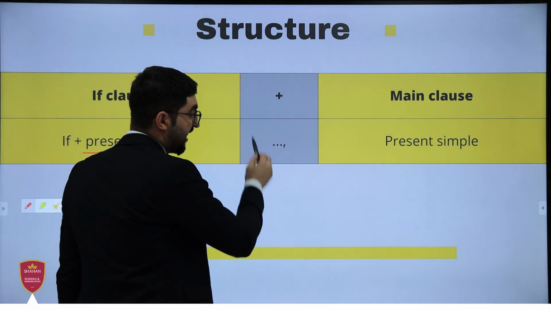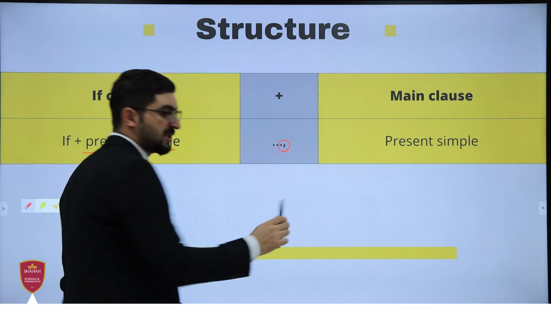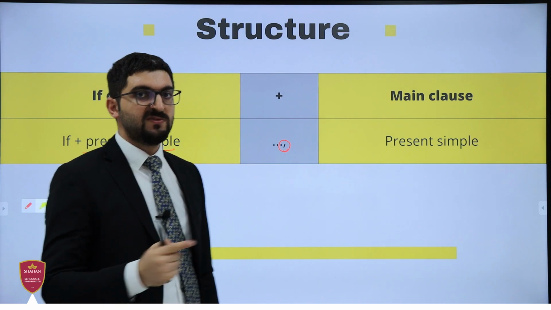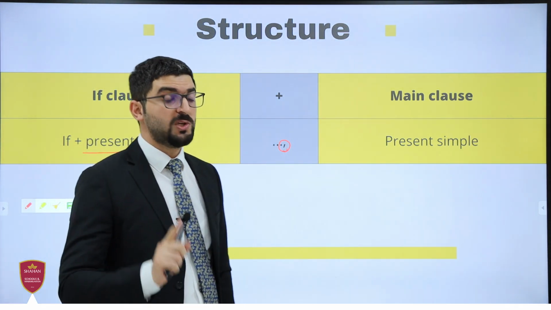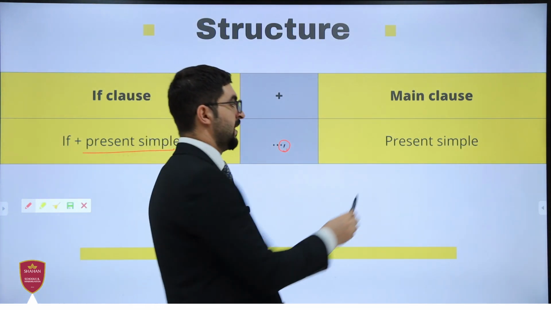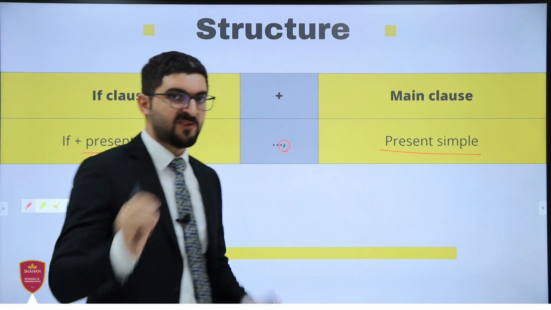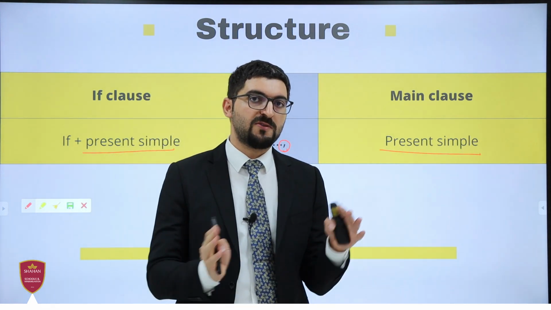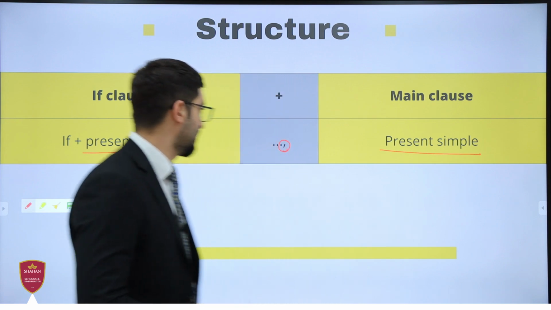Later on, after the if clause, we have a comma, which is so important. Why? Because if you don't use this comma in a sentence, it will be wrong. So that's why you have to take it into consideration. And the main clause will be present simple too. So if clause and main clause, both of them are present simple. So be careful about this one.